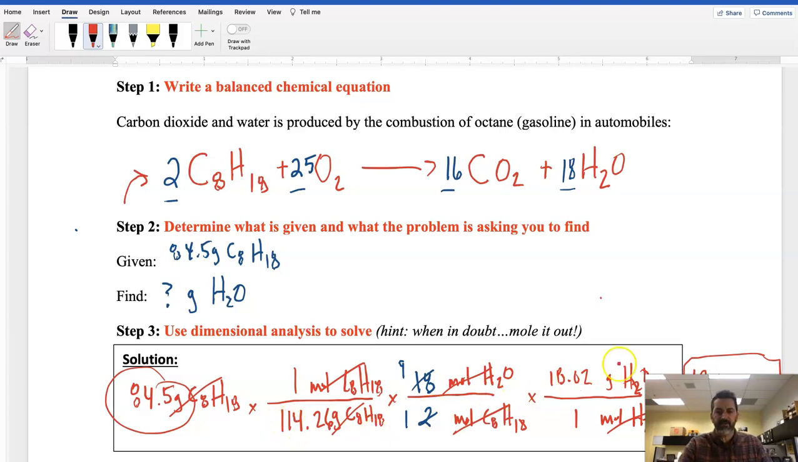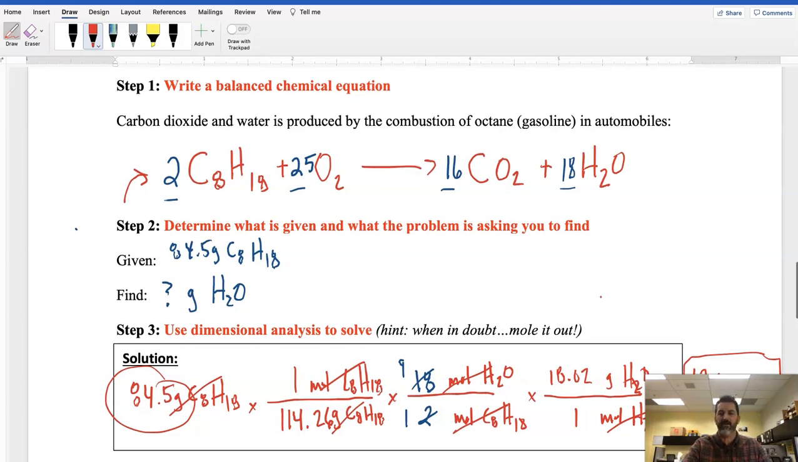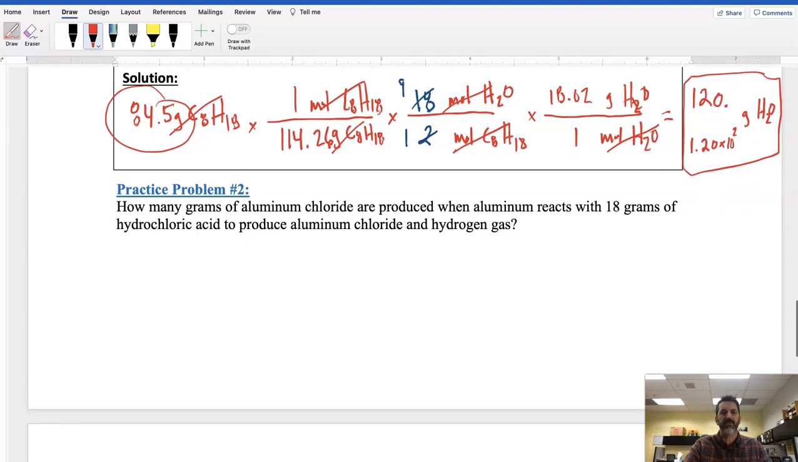Okay? This is what's called a theoretical yield, by the way. And it just means, in theory, here's how much I should make of water. Okay? So there's one more.